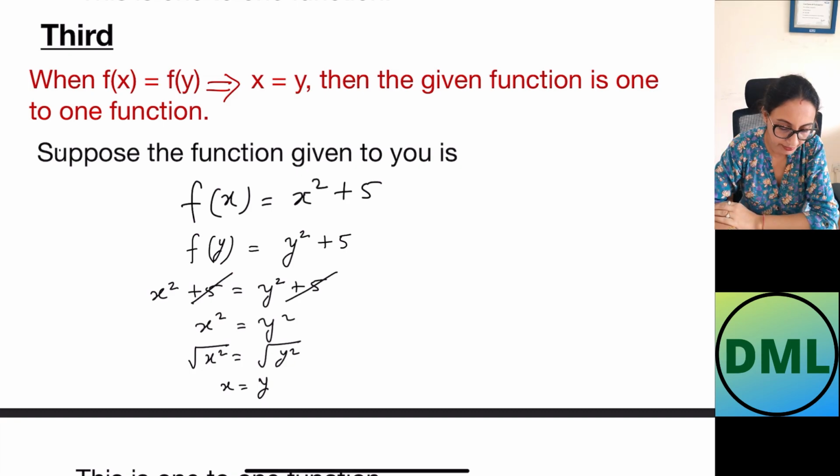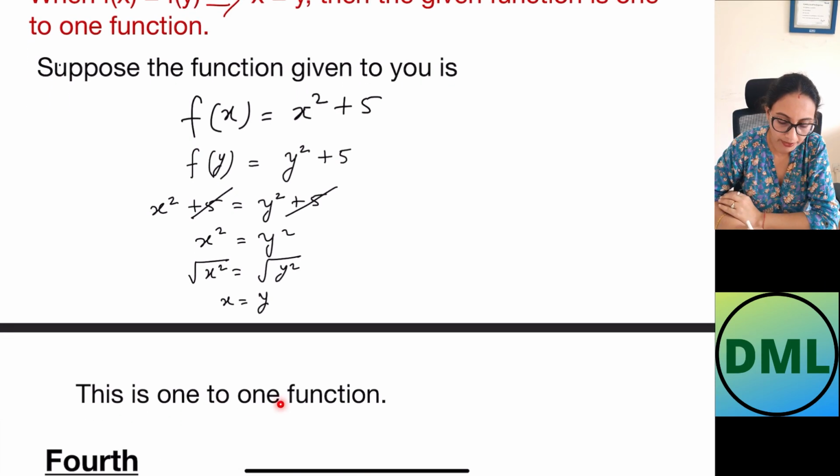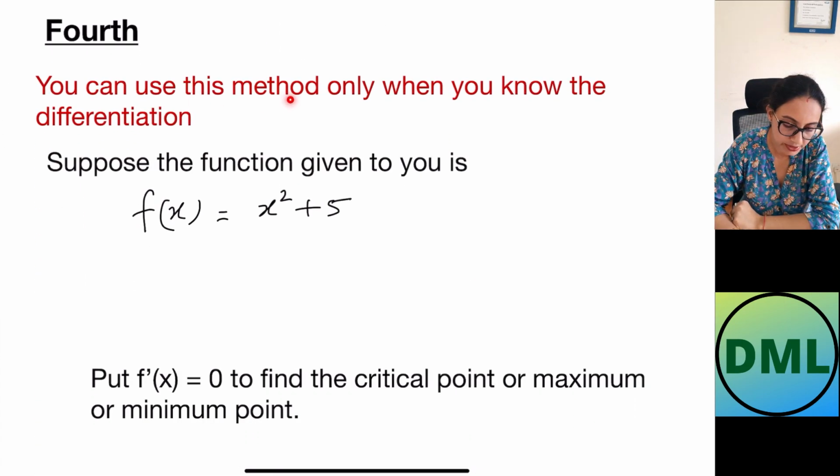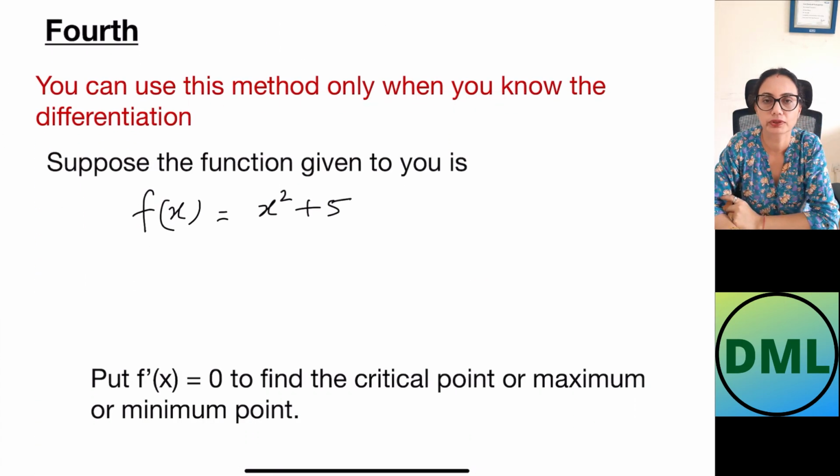This shows that our function is a one-to-one function. Let's see the fourth method. You can use this method only when you know differentiation. Suppose the function given to you is f(x) = x² + 5. What I have to do is differentiate that function.